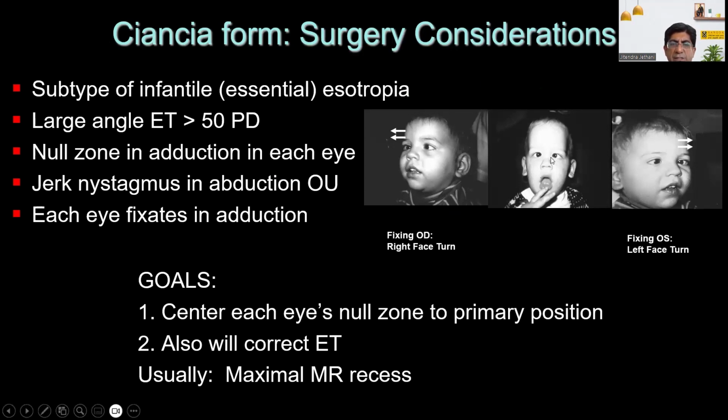Now for the CNCR form, as I said, you can see this particular patient. This patient has esotropia, and to center each eye's null position, we have to correct the esotropia. And so we do maximum MR recession with or without Fadden, depending on how large the esotropia is.